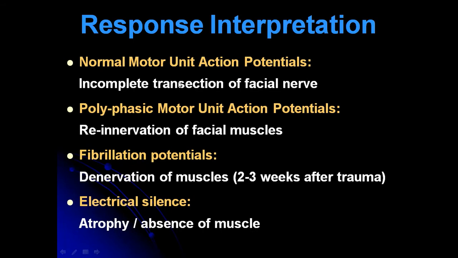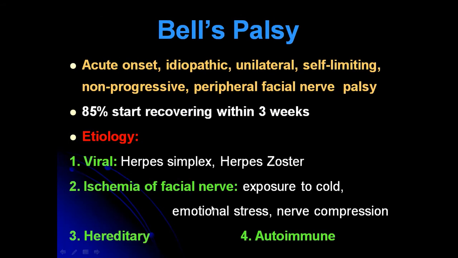So with normal motor action potentials, an incomplete transection of the nerve, there will be normal motor unit potential. Reinnervation occurring is a good sign, that is polyphasic reinnervation potential, and fibrillation potentials mean denervation is occurring. Electrical silence means it has gone completely to waste, useless.